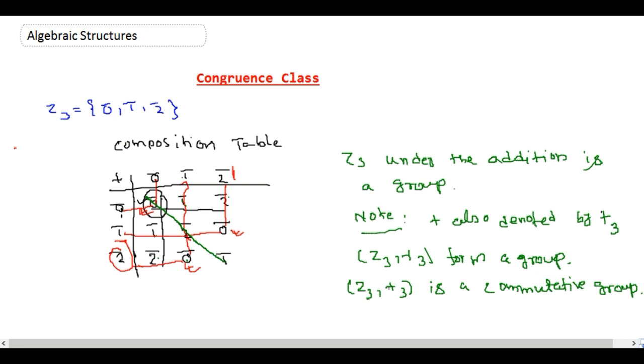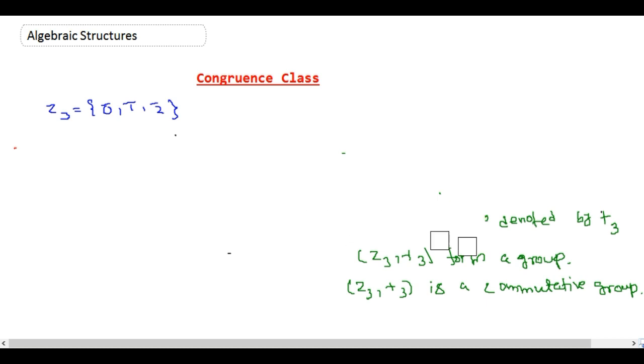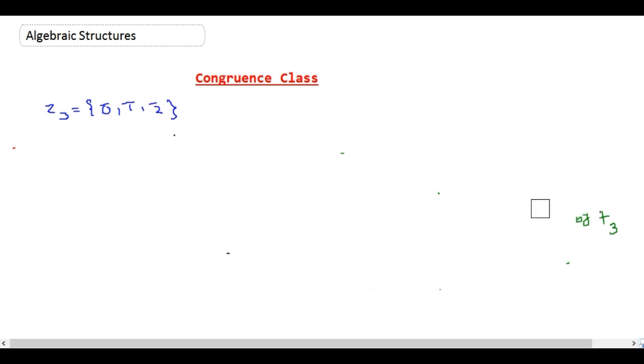So next, define another operation on the set J3 and check whether this forms a group or not. We have already seen that J3 under the addition, as we defined it, is a commutative group. So next, define a multiplication. Let me erase the whole part over here and define multiplication on the set J3. Write down the composition table.